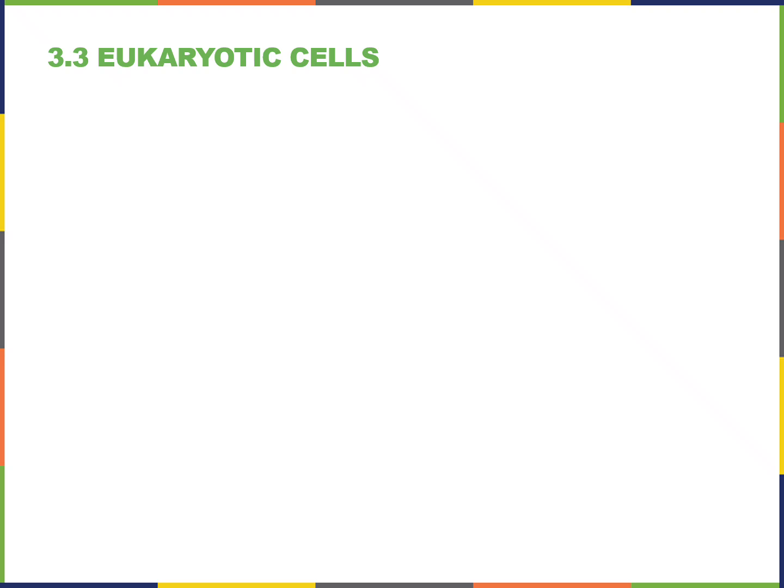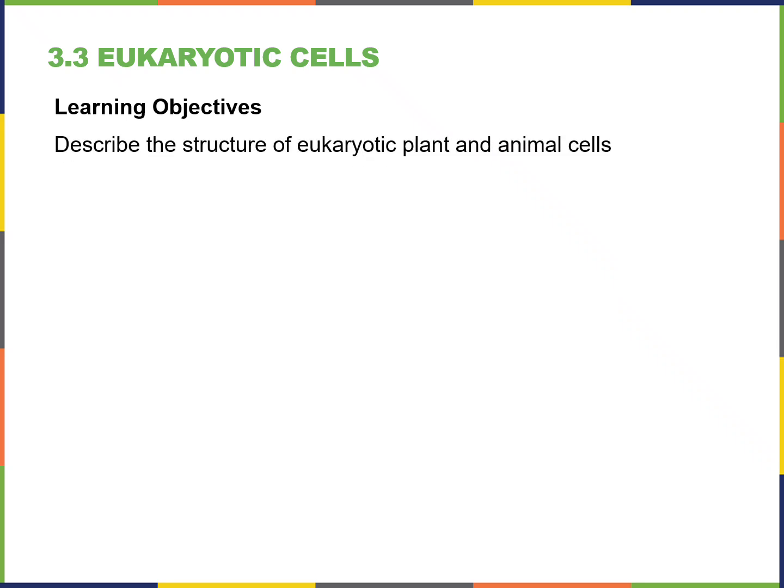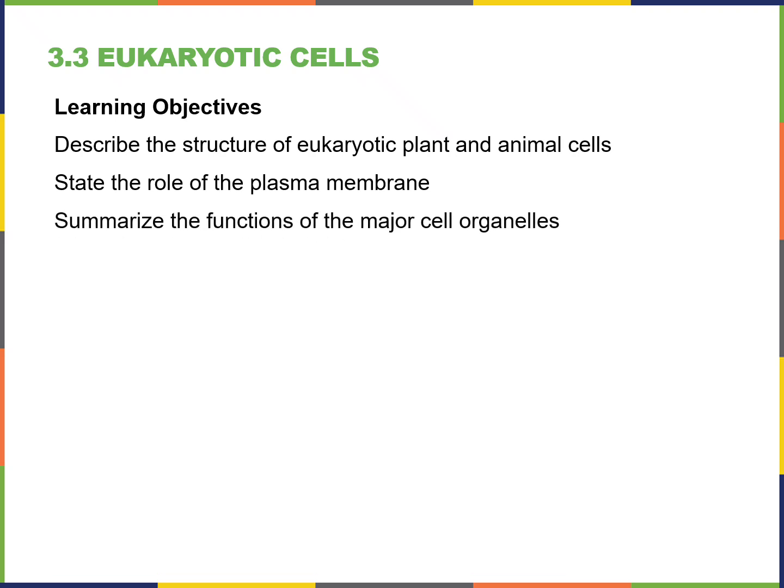So let's get a little bit further into the specifics of eukaryotic cells. We're going to talk about the structure of eukaryotic plant and animal cells. Plant and animal cells. Sorry about that. We're going to state the role of the plasma membrane, its functions, what it does, how it helps the cell. We'll summarize the functions of the major organelles, as well as describe the cytoskeleton and extracellular matrix.